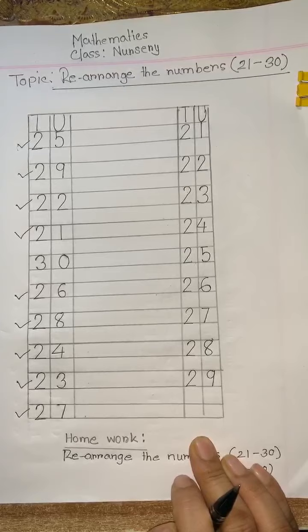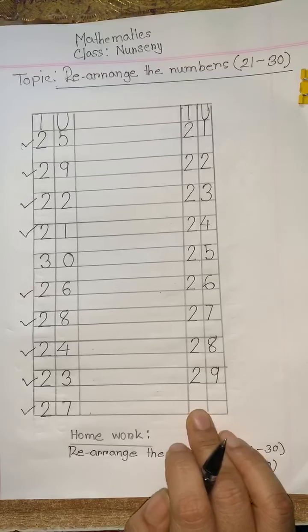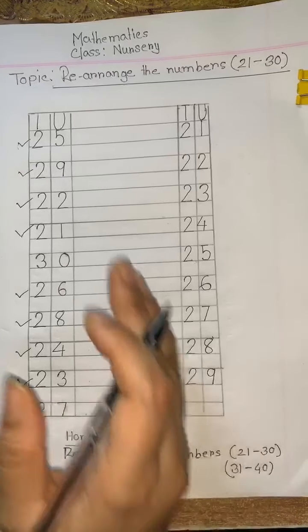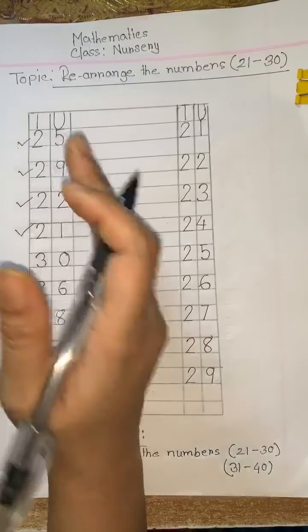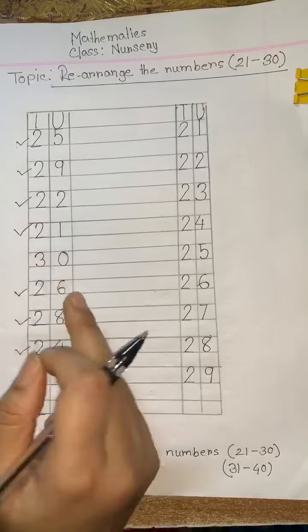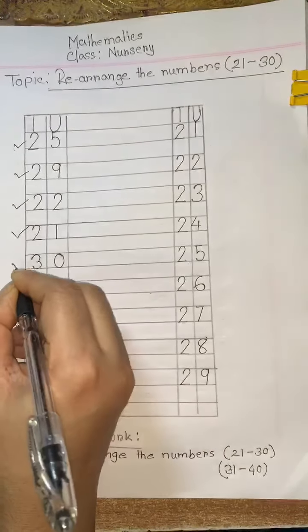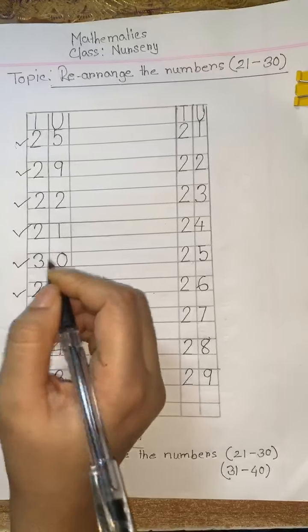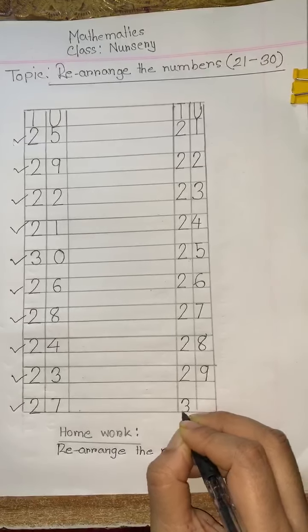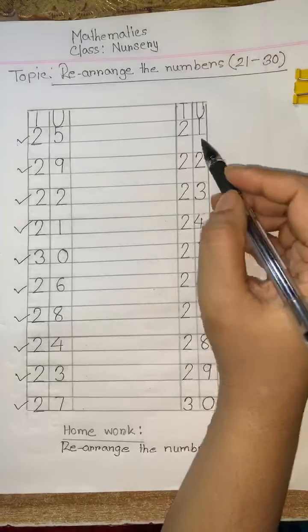It is very easy. It will be 30. Now I will find 30 in this list. This is the last unmarked number in the list. So I will put the tick marks beside the number and I will write here 30. Now read with me.